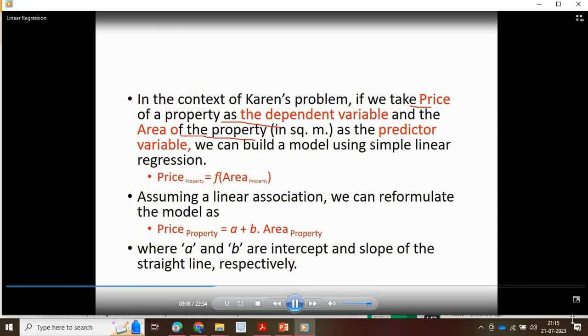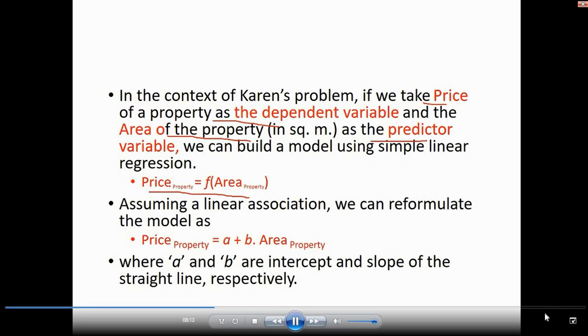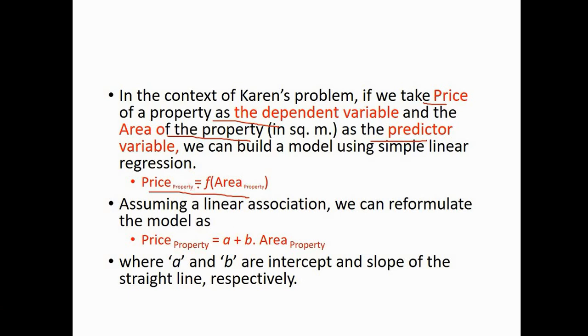In the context of Karen's problem, if we take the price of the property as the dependent variable and the area of the property as the independent variable, then we can write it in a simple linear regression form. Price of the property is equal to a function of area of the property. When we reformulate this into the regression model, price of the property is equal to a plus b into area of the property, where a is an intercept and b is the slope of the straight line.